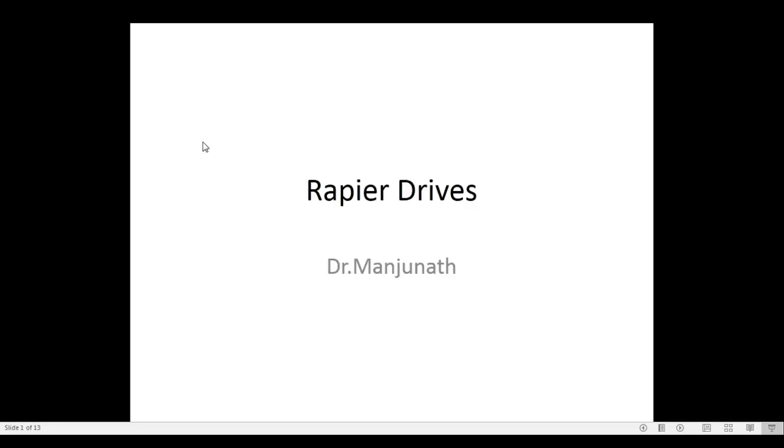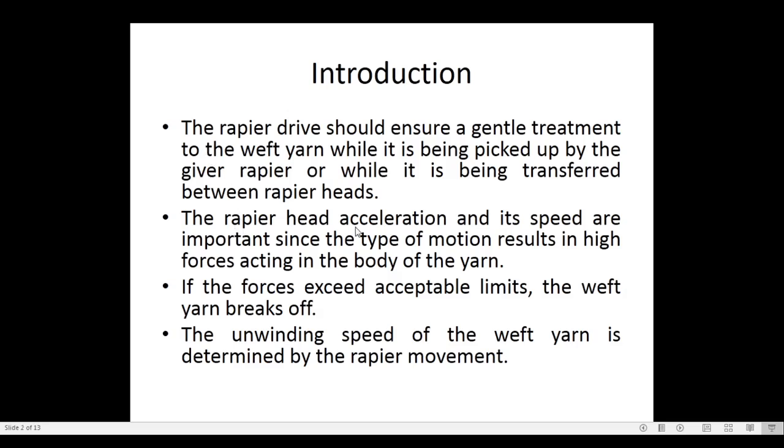Next, see here the Rapier head. The acceleration and its speed are important, since the type of motion results in high forces acting on the body of the yarn. The Rapier drive gives drive to the Rapier, and at the front of the Rapier tip the head is connected. The speed of the Rapier and head should be proper. It should not be jerky. The force acting on the body of the yarn should be proper. Not maximum force should be there.